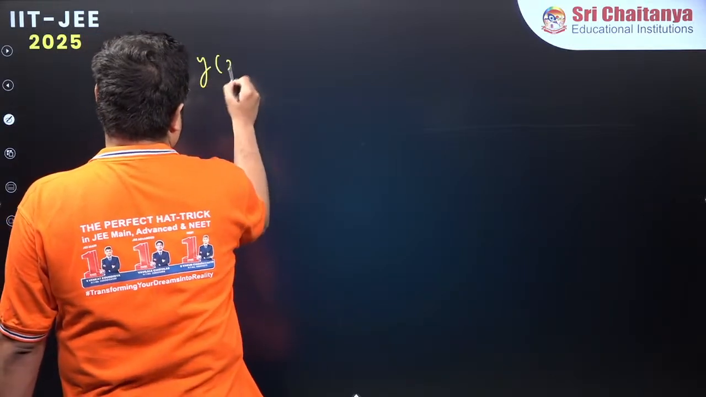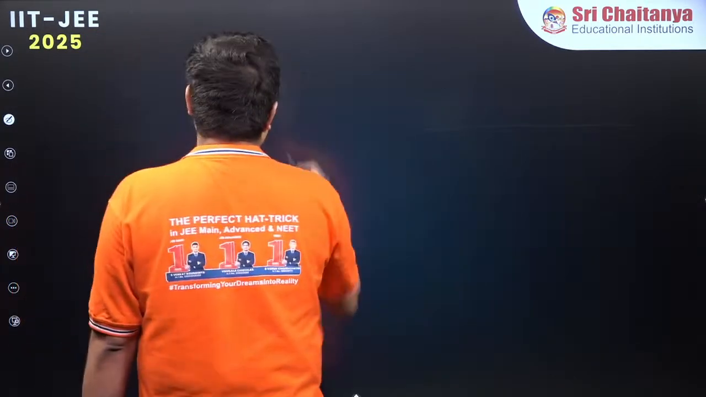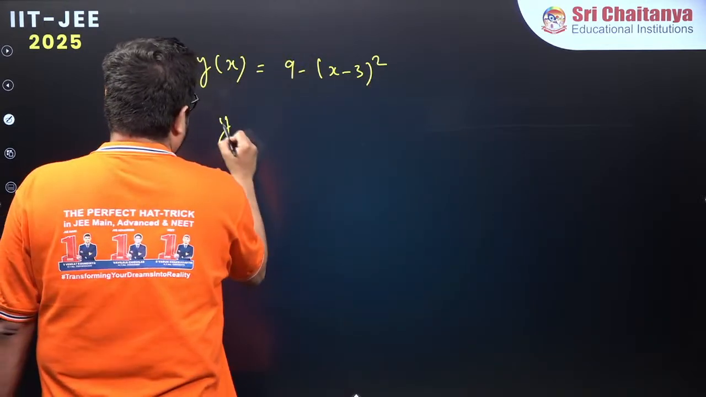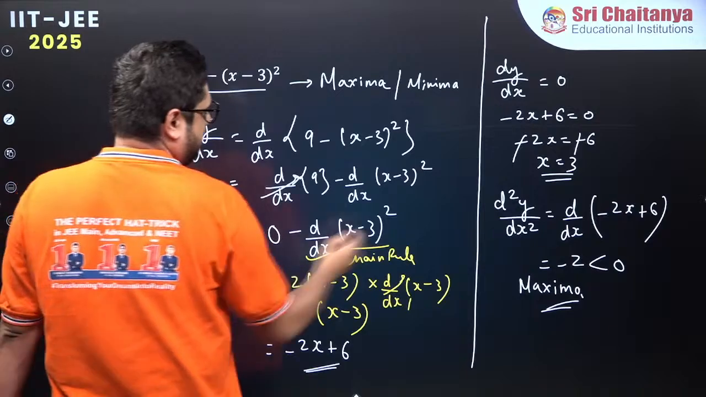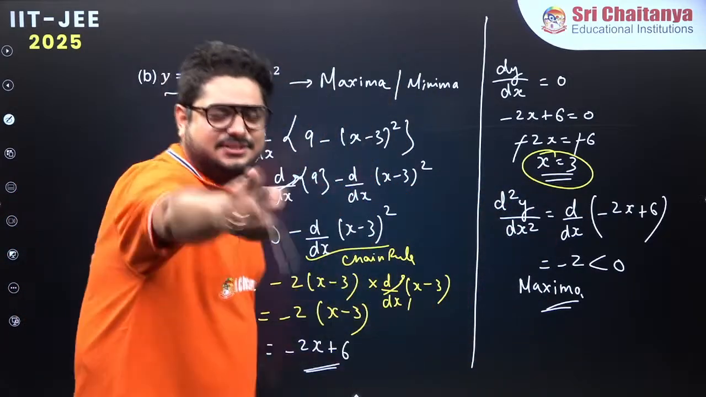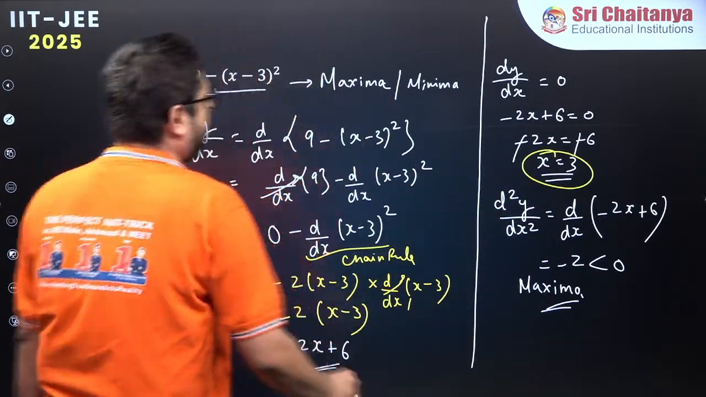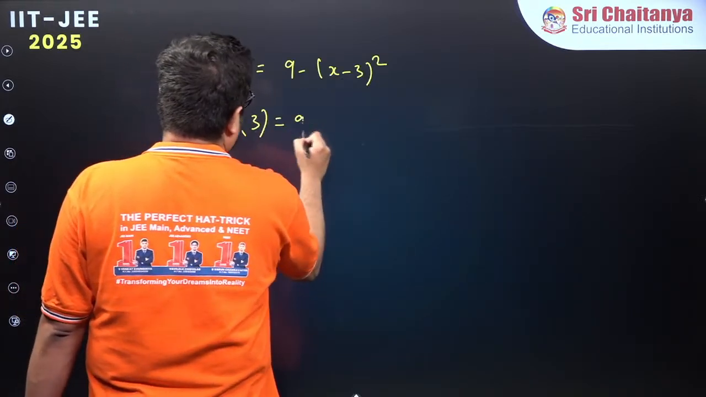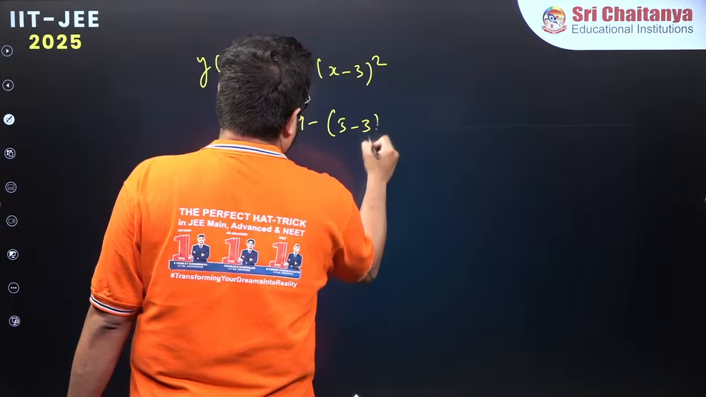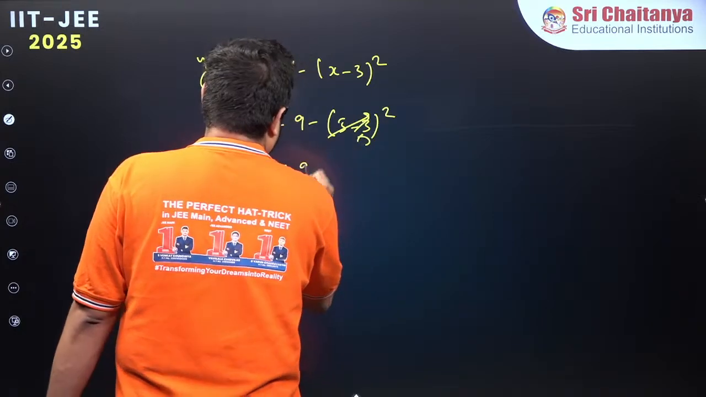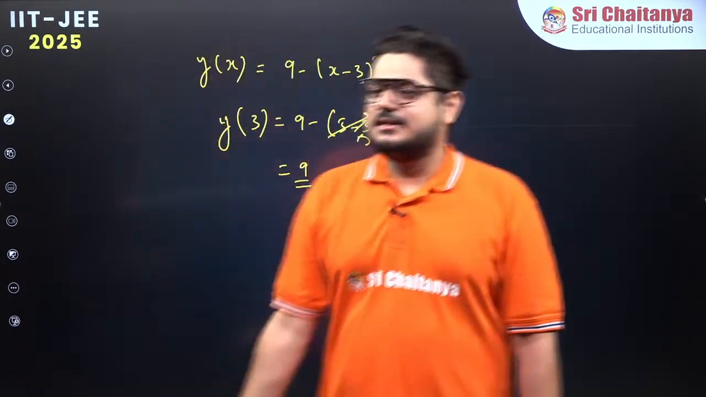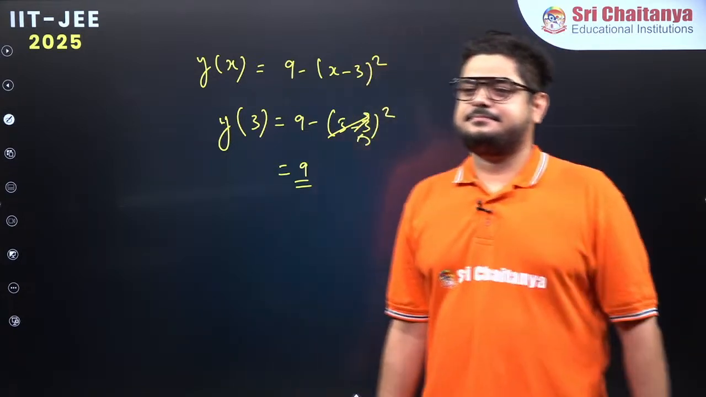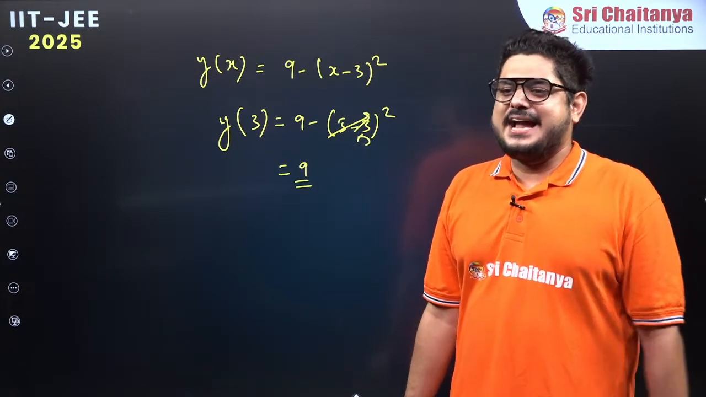Y as a function of x was being given over here as 9 minus of x minus of 3 whole square, isn't it? So for y, you need to put the value over here, which is x is equal to 3. This value needs to be put, isn't it? Put the value. That is y at 3 is going to be 9 minus of 3 minus 3 whole square. This will become 0. So what is the value? 9. Are you getting 9, everyone?